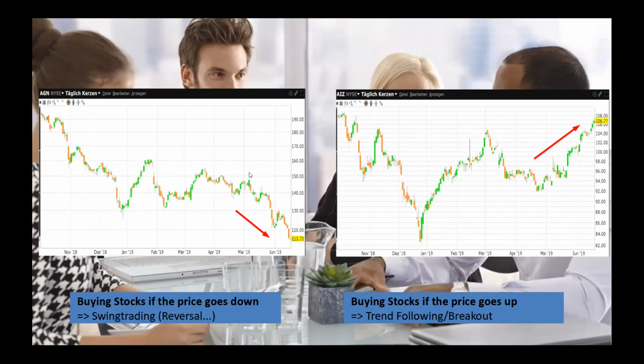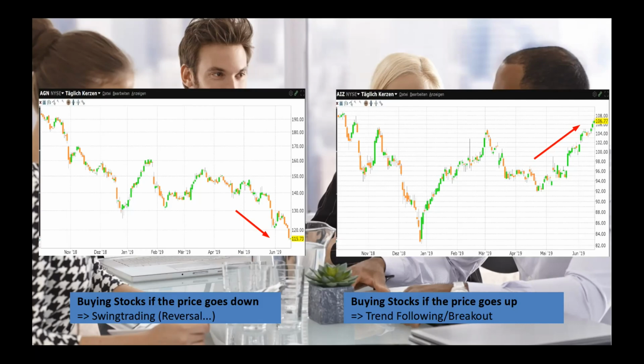Let's see two examples. You can see here two charts. On the left-hand side, you have a daily chart and the price is going down. And on the right-hand side, you have a chart and the price of the stock is going up. And when I say up and down, I don't mean the whole chart. What I mean is just the movement of the last couple of days, let's say the last 3 to 5 trading days. And you can see on the left side, we have some red candles. We have also a small green one, but it's still a down day.